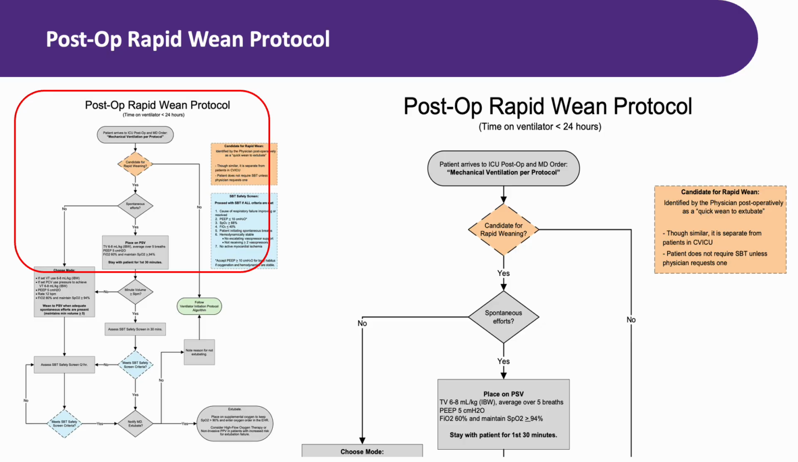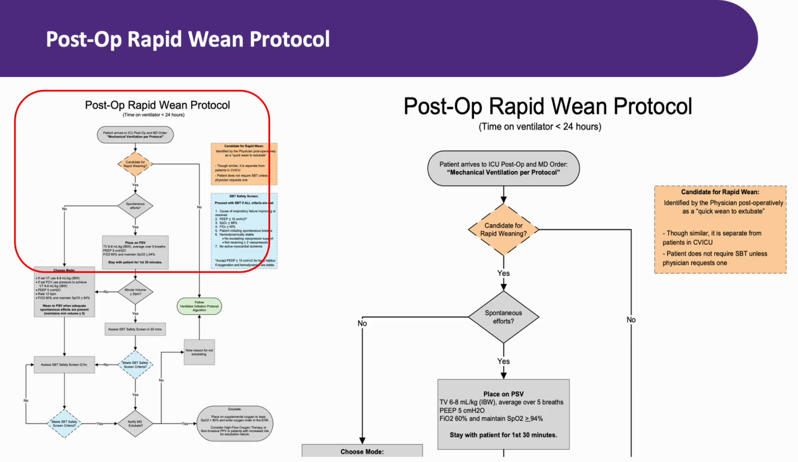Now, an important distinction is that although this protocol and the CVICU rapid wean protocol look similar, they are separate algorithms for separate patient populations. The CVICU protocol is specifically for cardiac surgery patients, and we'll cover that in the next session. This post-op rapid wean is for non-cardiac post-surgical patients.